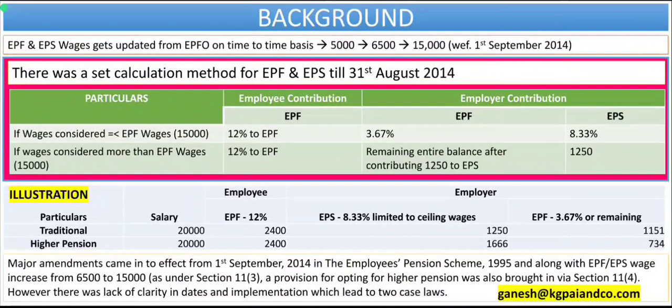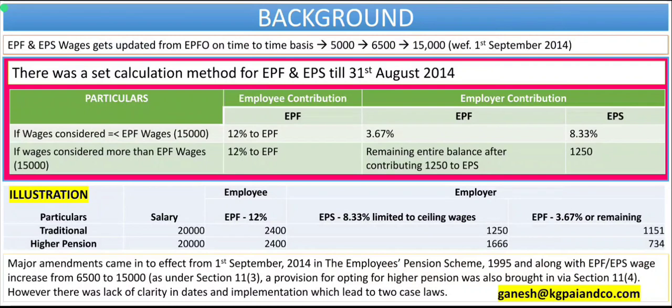As we all know, we have wage ceilings for acts like the Bonus Act, Employee State Insurance Act, etc., and the Provident Fund Act is one among them. The Provident Fund wage ceiling has changed from time to time, from 5,000 rupees to 6,500 rupees, and then from 6,500 rupees to 15,000 rupees in the year 2014. The next question is, how was PF calculated?